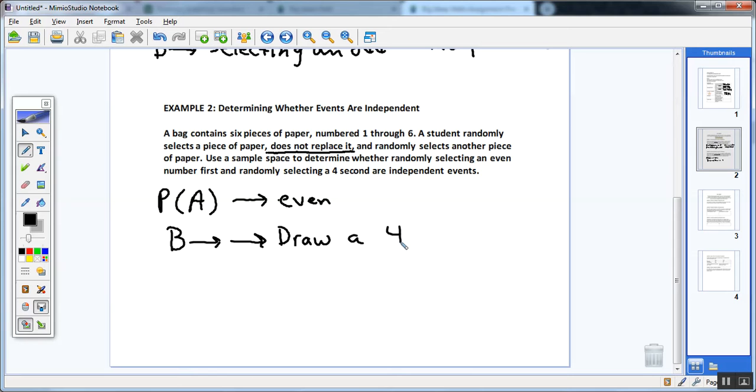Okay, so if I had cards numbered, this says number 1. Draw a 4. This is number 2. This is number 3. This is number 4. This is number 5. What about 7, 8, 9? Well, we're only going 1 through 6 up there according to the directions, right? Is that correct? Okay.